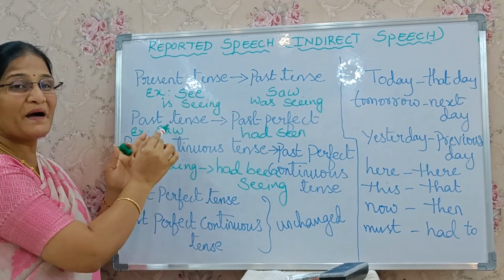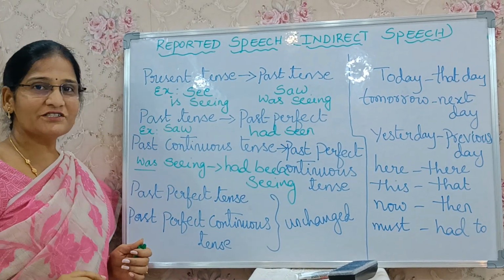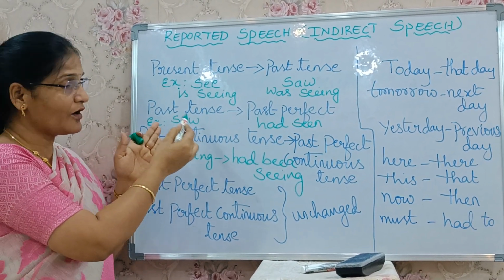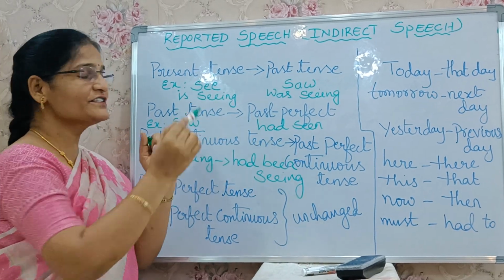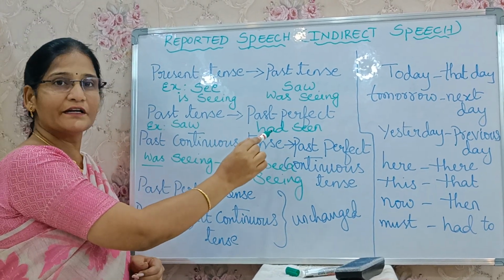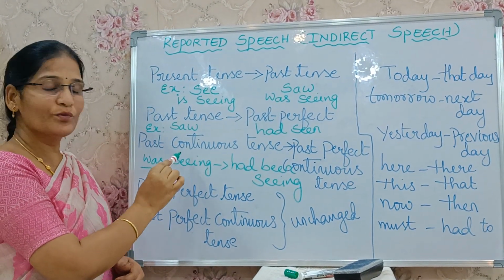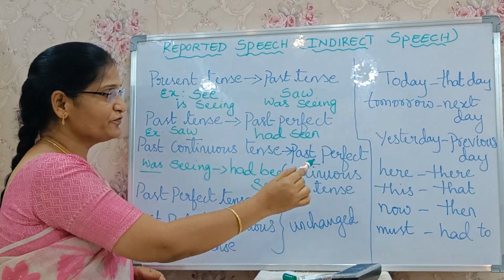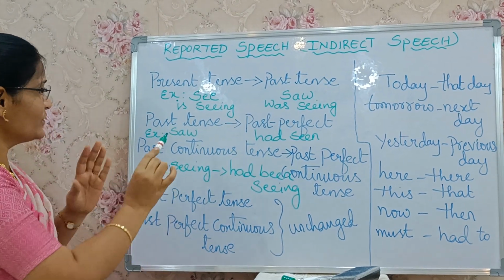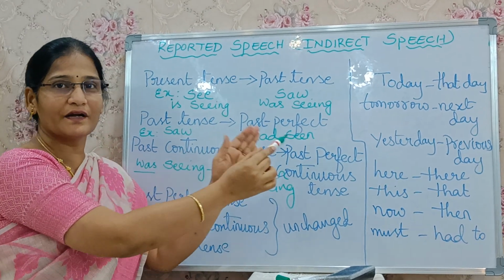And here if you come to past tense, we know that now all the present tenses go to past tense. And then past tense, what happens? If the verb is in the past tense in the given question or sentence, then it has to change as past perfect. So for example, saw, the past perfect is had seen. And for past continuous, the example I have written here was seeing, it changes as past perfect continuous tense, that is had been seeing. So past tense and past continuous tense go to past perfect and past perfect continuous tense.